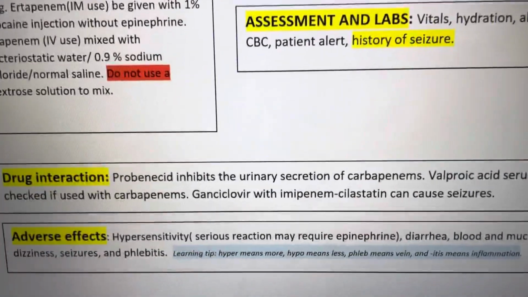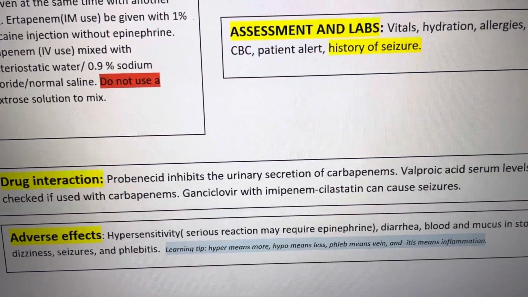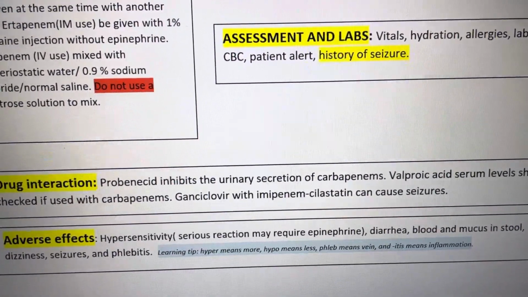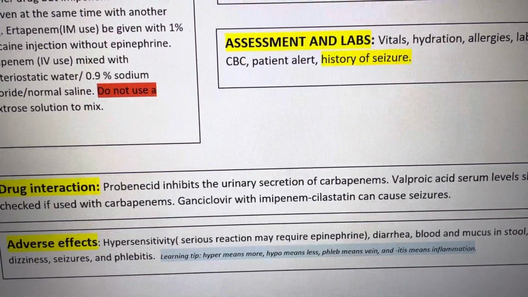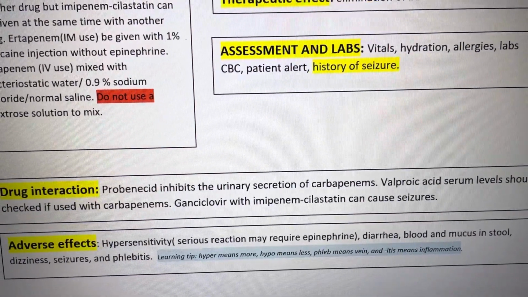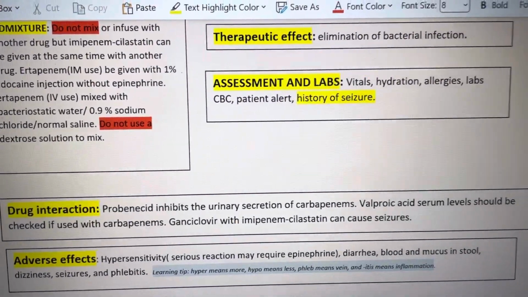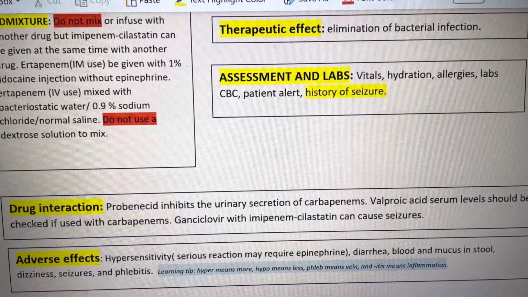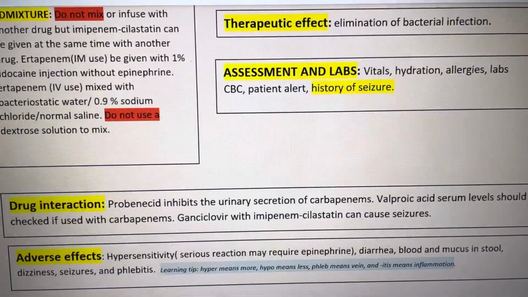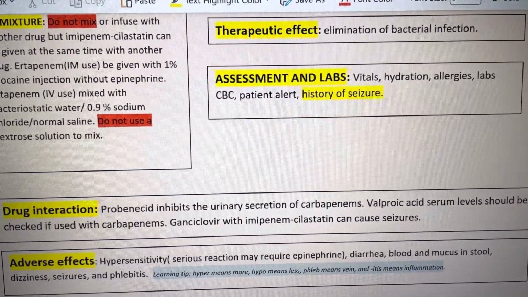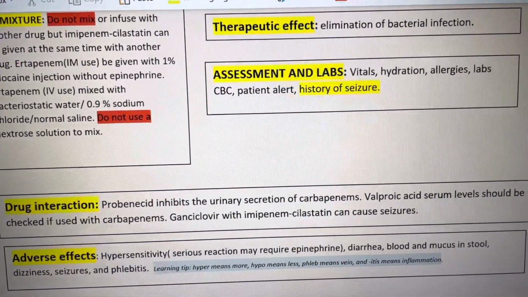And next, a very important thing is to look for any drug interaction while giving medication. We should know if any drug reacts with any other drug, and if there are any side effects. Like probenecid inhibits the urinary secretion of carbapenems, so we should know that valproic acid serum levels should be checked if used with carbapenems. And ganciclovir with imipenem and cilastatin can cause seizures. So for the medication purpose, we should know if different kinds of drugs are given together.